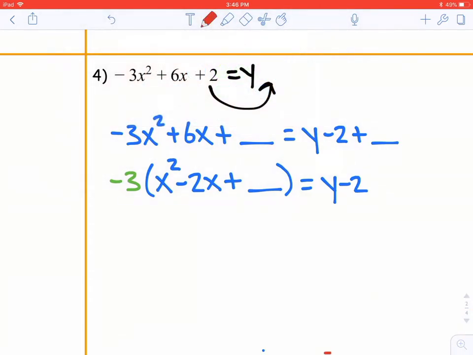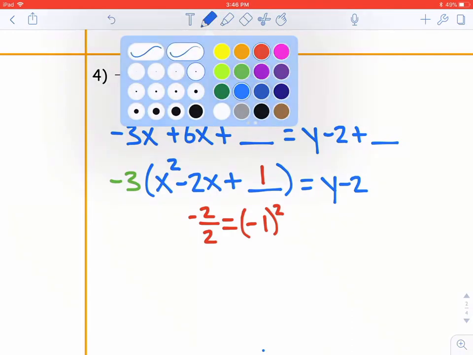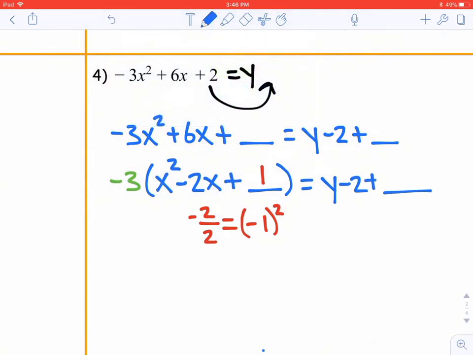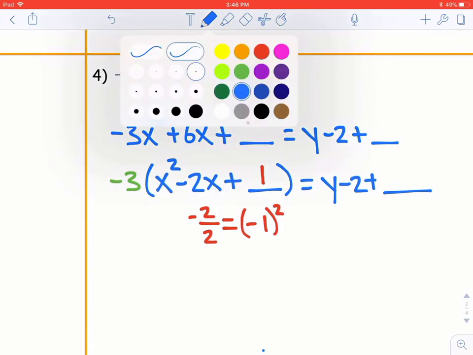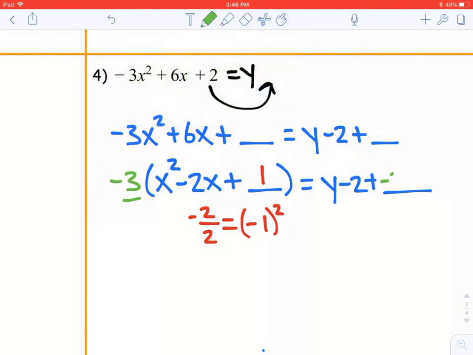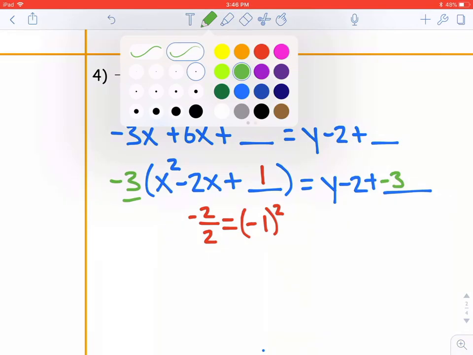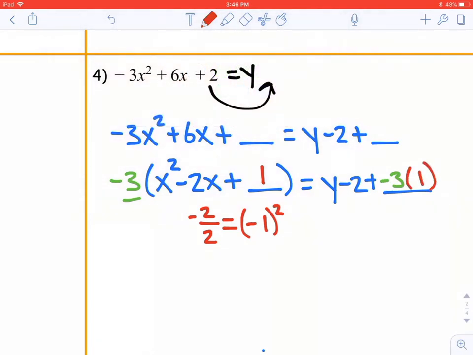If we take half of b, so b is -2, divided by 2 gives us -1. But then we square that number, so since we square that number, it's always going to be a positive. So then, let me put my blank. Notice we need to have the -3 multiplied by that 1, because you're adding -3 times 1 to the left. You've got to add -3 times 1 to the right.